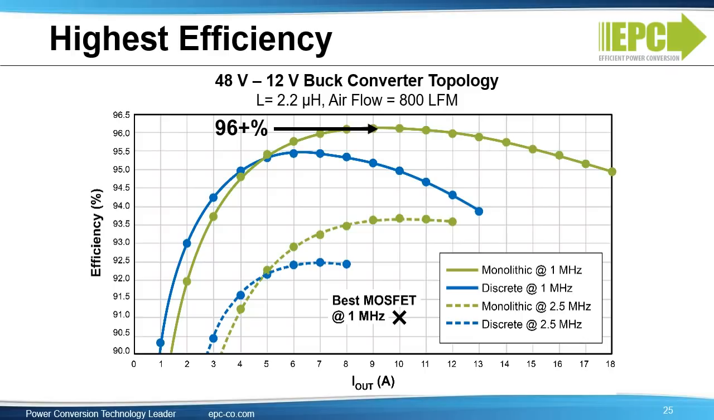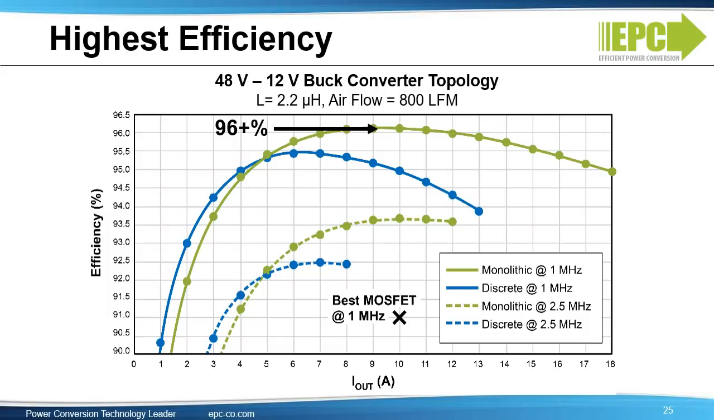Here you can see the efficiency improvement between integrated eGaN power stages and a discrete solution with one driver and two eGaN FETs at 1 megahertz and 2.5 megahertz. The green curve is the integrated solution, and the blue is the discrete solution. For 48 volts to 12 volts at 1 megahertz, the integrated solution delivers greater than 96% peak efficiency and up to 2% efficiency improvement at 12.5 amperes.